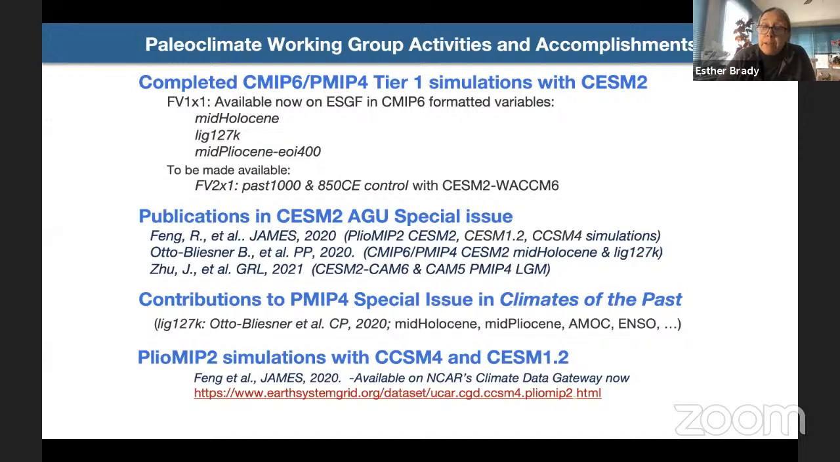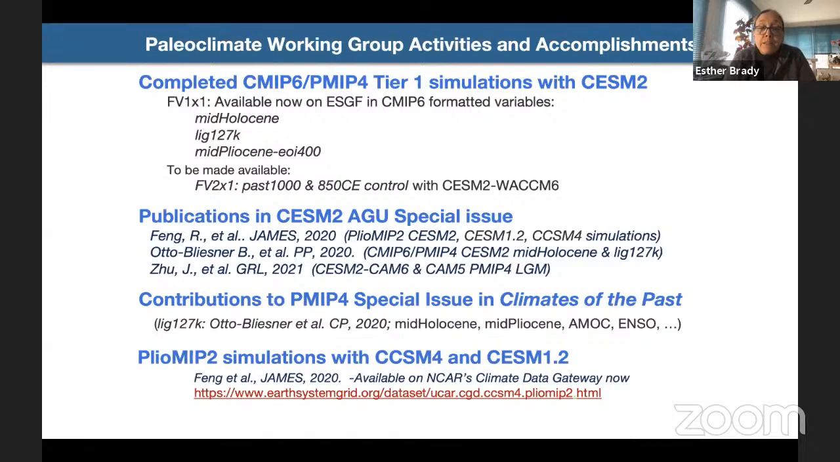And then we also have another CMIP6 simulation, the last millennium, run at the FV 2x1 with the WACCM6 atmospheric component coupled to CESM2. And this data will eventually be made available. It's not available yet. These simulations have been documented in some publications for the CESM2 AGU special issue.